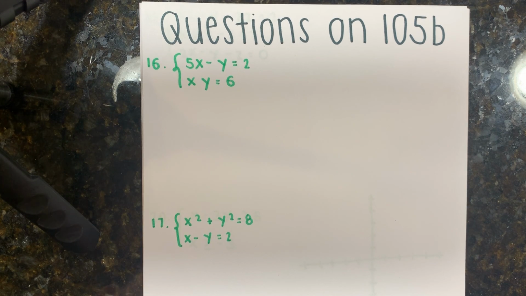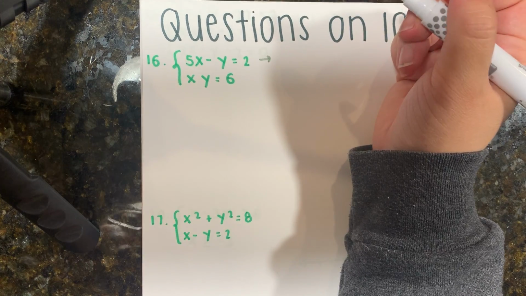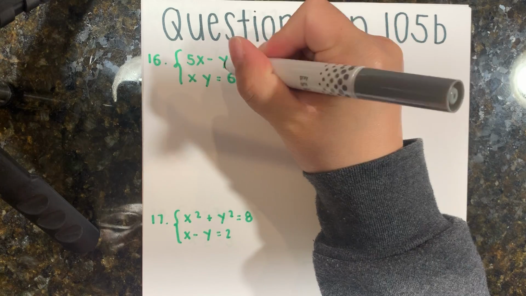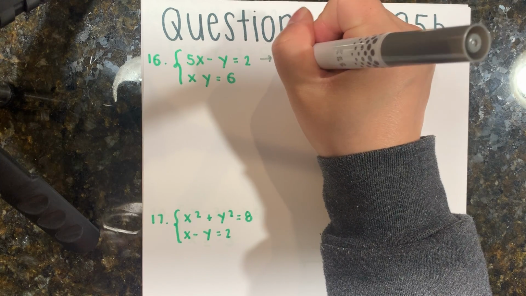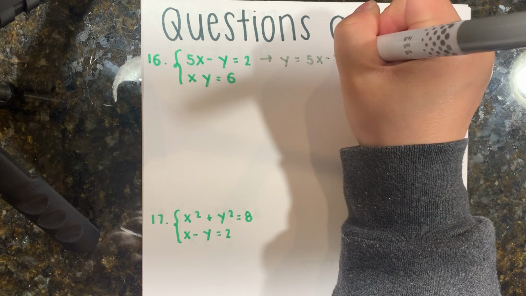Today we're going to be going over your questions on 105B. So we're going to start on number 16. For the first thing for number 16, I'm going to solve this equation for y. I'm going to start by moving this y to the other side and moving the 2 to the left-hand side. That would make y positive, and then 2 would become negative.